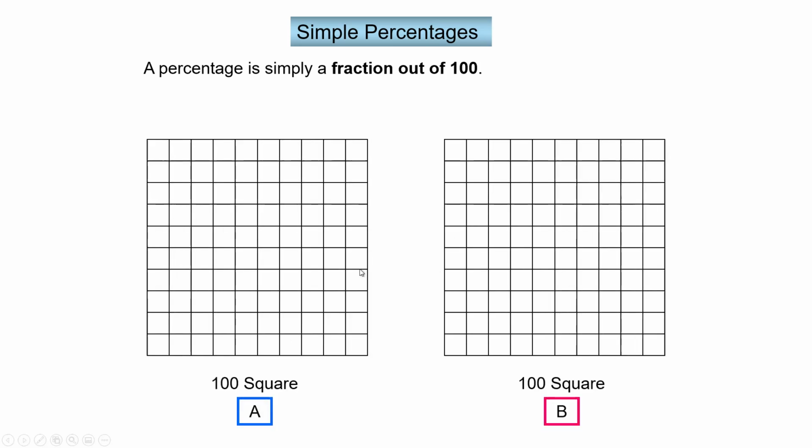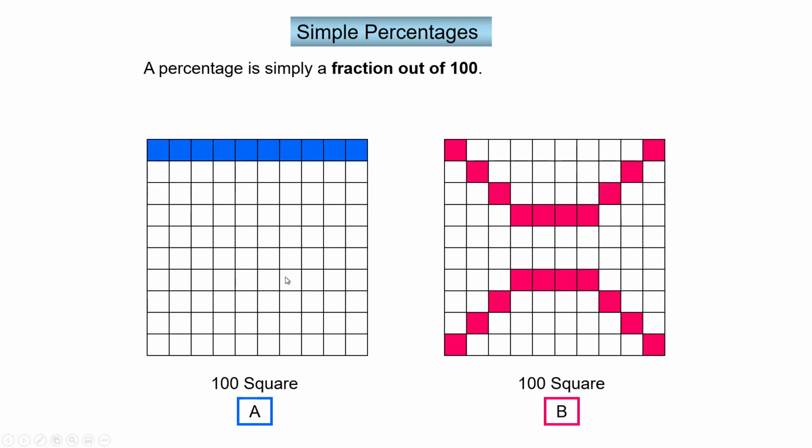So percentage just means out of 100. Percentage is just a fraction out of 100. I've got here 200 squares. If I shade some squares, it's going to be out of 100, so that gives me the percentage. As an example, if I look at the blue squares that have been shaded, 10 of them out of 100 have been shaded, which means I've got 10% shaded. 10% means 10 out of 100.